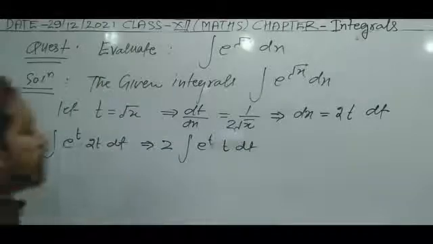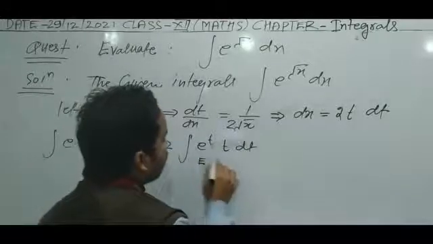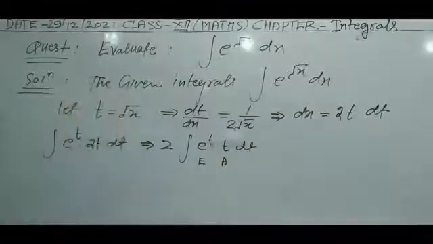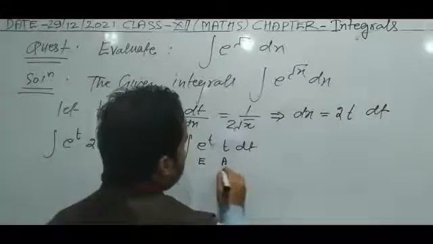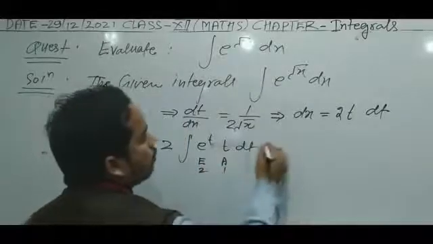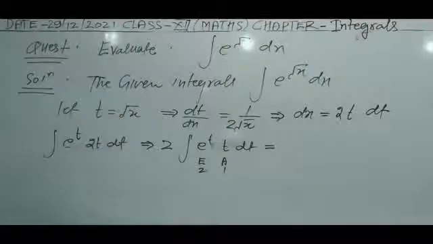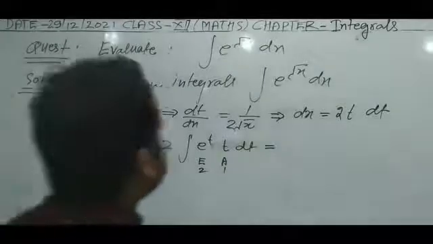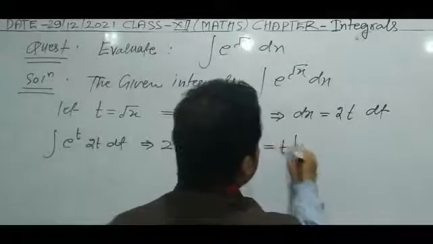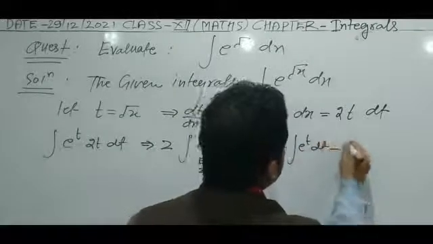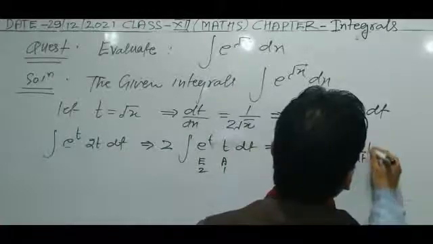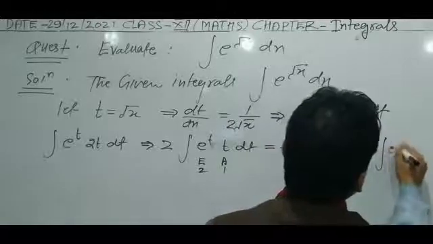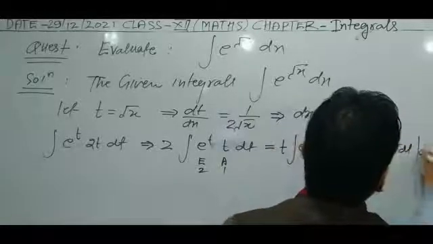This is exponential, this is algebraic. So you will take first function t. Now this will be the first function and this will be the second function. So what will be its integral? First function integration of second function minus integration over d by dt of first function, d by dt of t into integral of e to the power t dt whole dt.